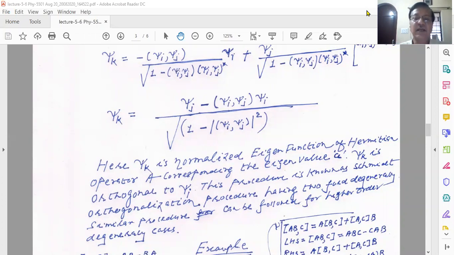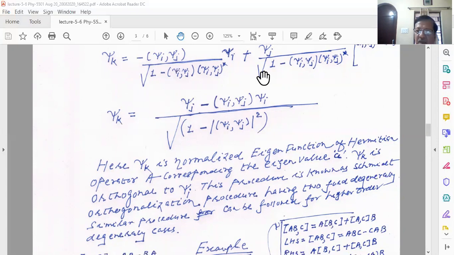Well, friends, let us proceed further. In my previous lecture, there was some problem with the internet connectivity, so I could not conclude the Schmidt orthogonalization method. In fact, the result was given to you, and you see that we have obtained the eigenfunction psi k of the Hermitian operator, and now this eigenfunction psi k is orthogonal to your eigenfunction psi i.